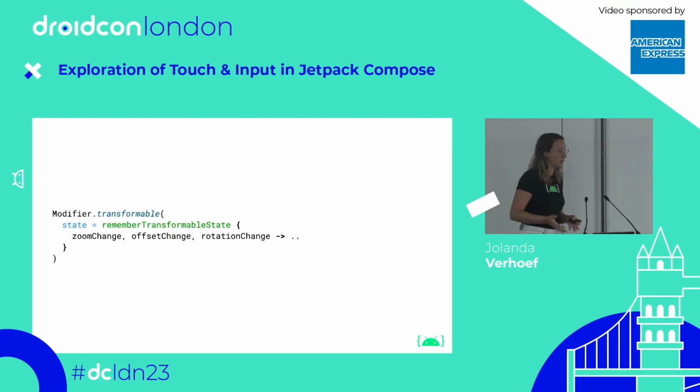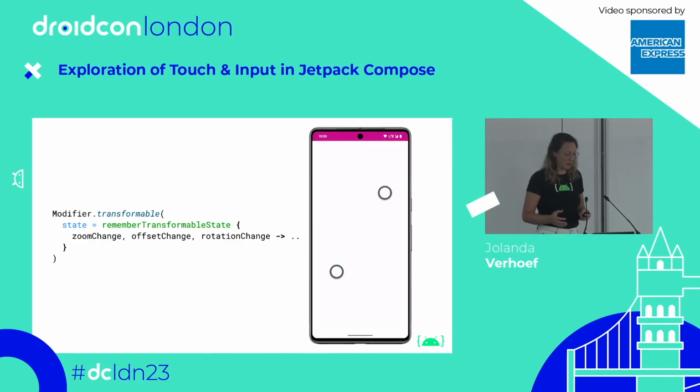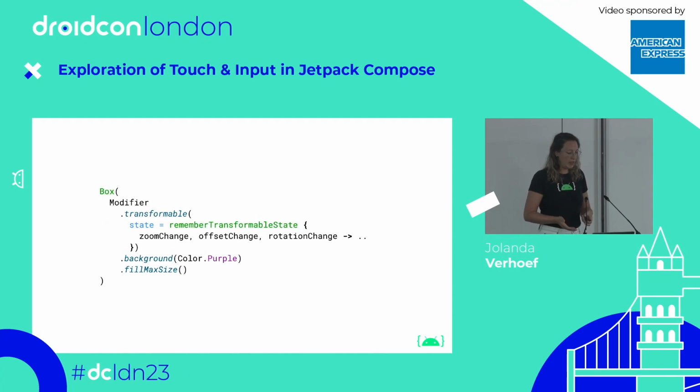So if we look at the transformable modifier, for example, we see that it gets continuous updates of zoom, offset, and rotation changes, right? Now let's say that we want to use that modifier to create an element that we can move around with 2 fingers. That seems like a logical thing that we want to do. Then just applying this modifier is not enough. This is just recognizing that gesture, not actually changing that box. So we need to apply the modifier to the box composable.